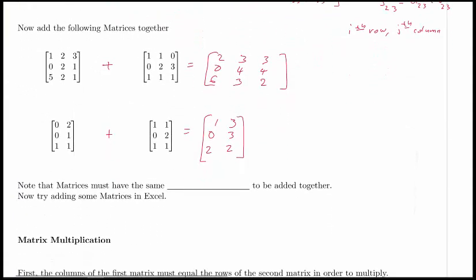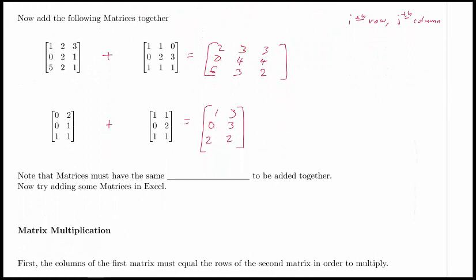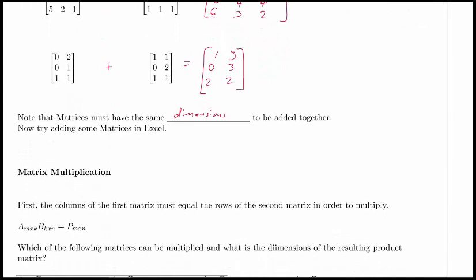Alright, now back to the handout. I already talked about this. Note that the matrices must have the same dimension to be added together. Then it says now to try adding some matrices in Excel. We just did that. Alright, matrix multiplication. Before going into multiplying one matrix by the other, let me talk real quick about scalar multiplication.